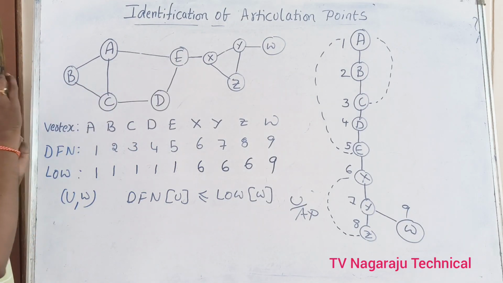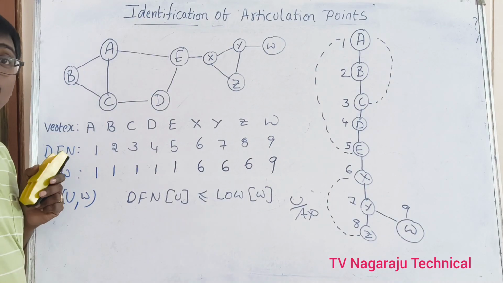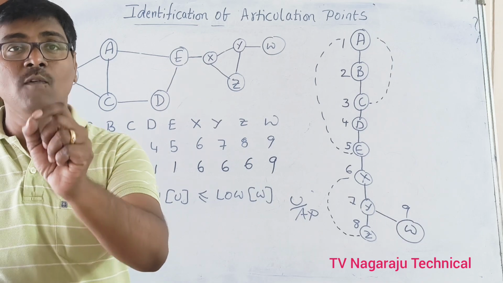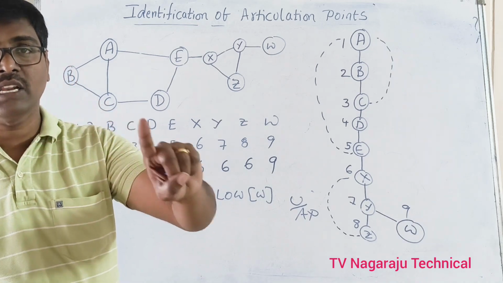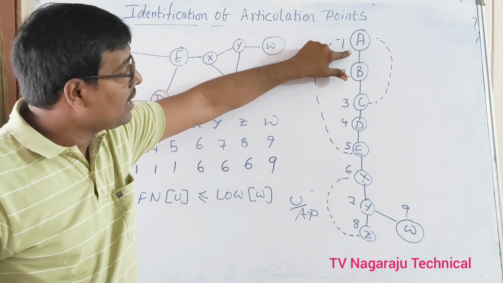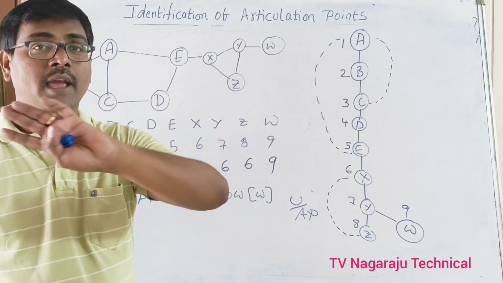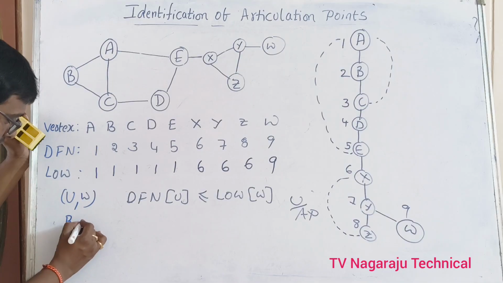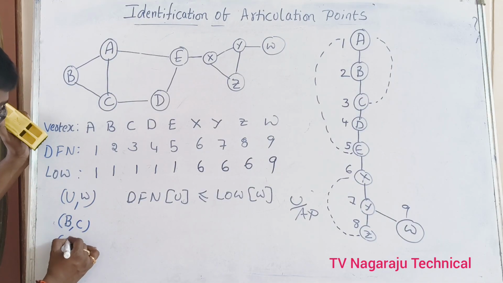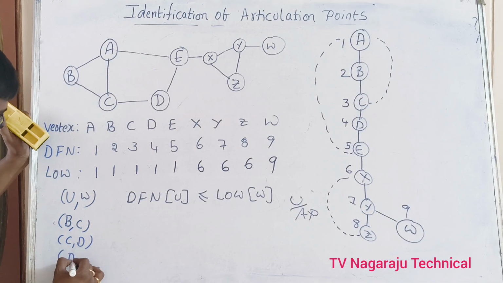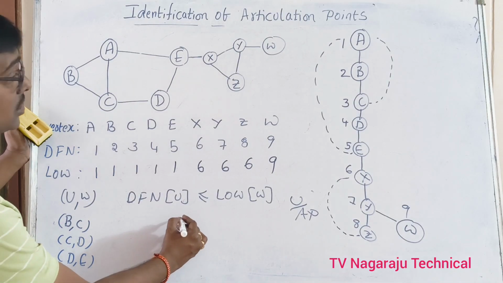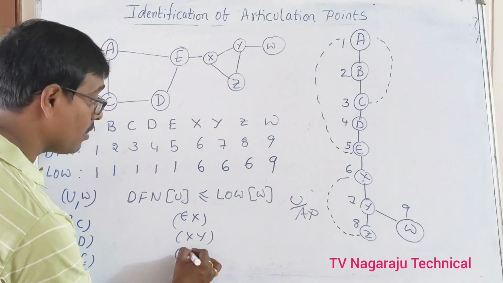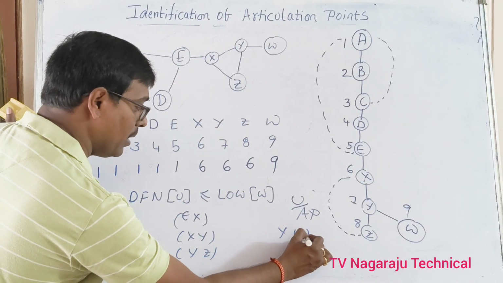Now take all the edges except root. Why? Root has a property in the DFS tree: if root has more than one child, automatically that is an articulation point. Now A has only one child, so A is a non-articulation point. Consider the remaining edges. Consider the edge BC. What are the edges? CD, the edge DE, next EX, XY, YZ and YW.